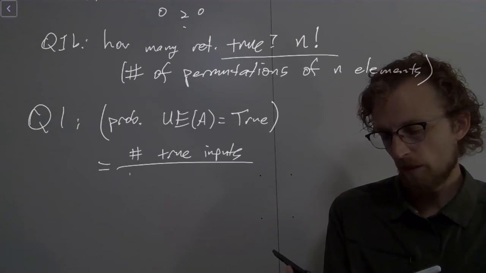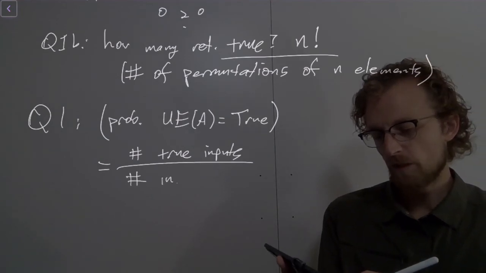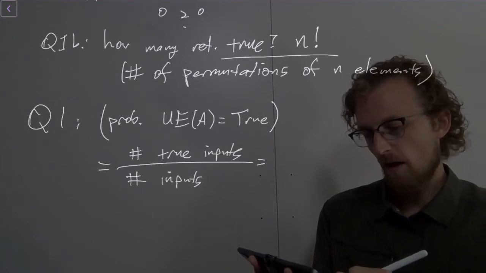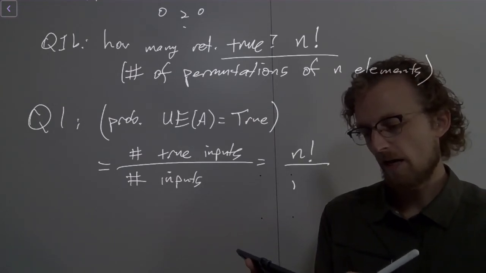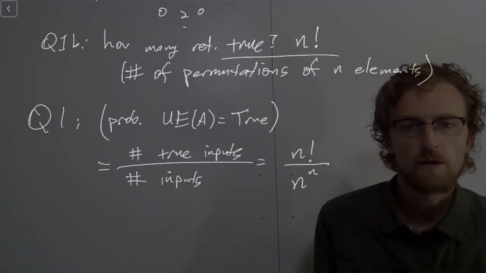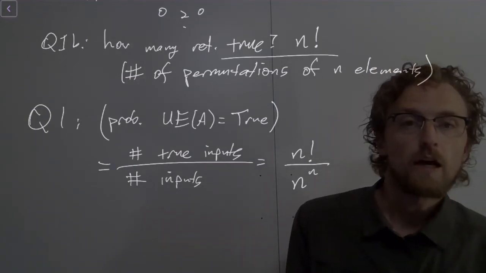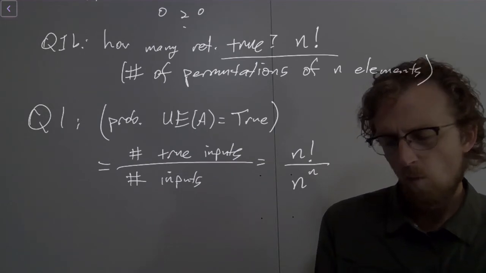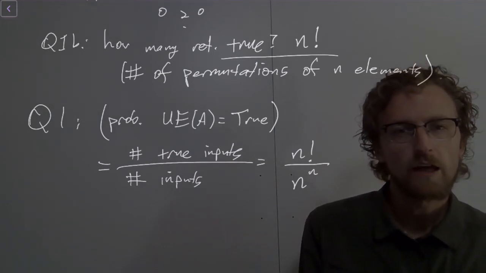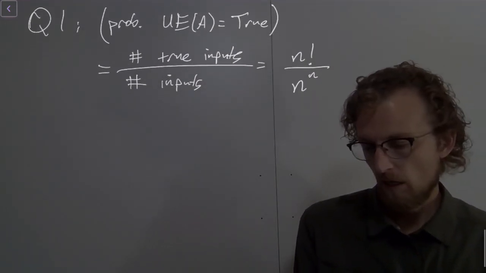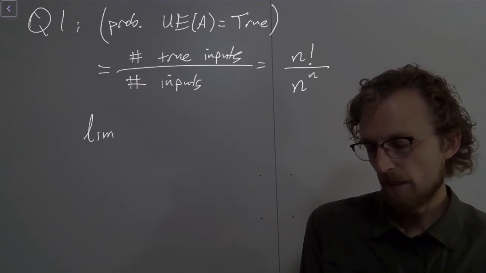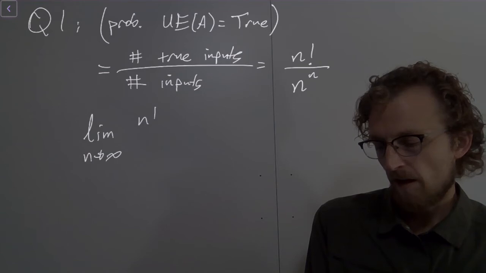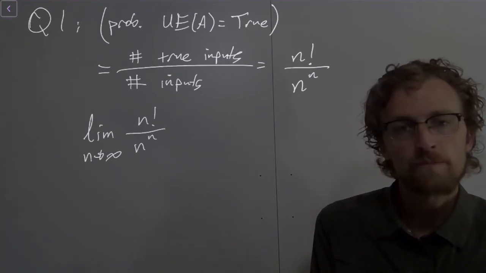The number of true inputs divided by the number of possible inputs, and this just equals n factorial divided by n to the n. Okay, so now we've not done this one yet, but we actually know we have the machinery to understand what this probability is when n is large, right? So I can say, what is the limit as n approaches infinity of n factorial over n to the n?